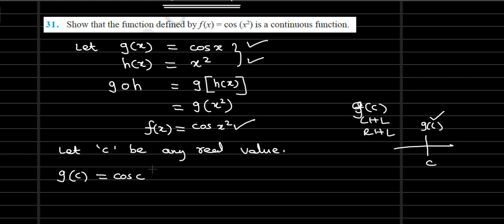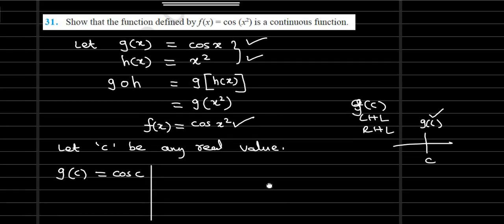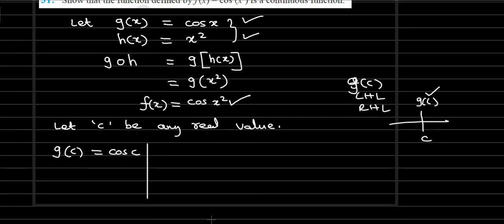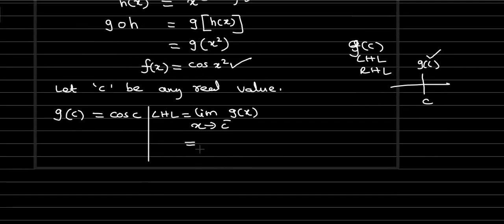Now let's find the left hand limit. Left hand side close values of c are less than c. So the left hand limit, x approaching c from the left hand side, of g of x, which is cos x. Here the close values of c are approximately c, but those values are less than c. So for less than c, I'm going to make a substitution x as c minus h.